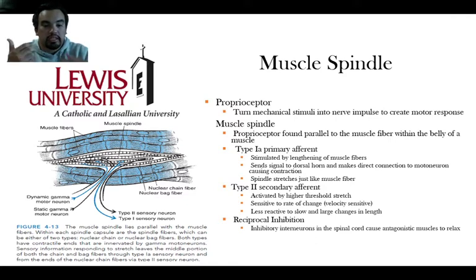And what it does is it sends a signal to the dorsal horn, and it makes a direct connection between the motor neuron causing the contraction. And then it says that spindle can stretch just like a muscle fiber as well. And type 2 secondary afferent muscle fibers are activated by a higher threshold stretch. They're sensitive to a rate of change, and they're less reactive to slow and large changes in length. So as this happens, we get this tight contraction really quick.